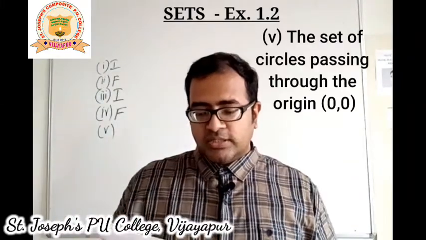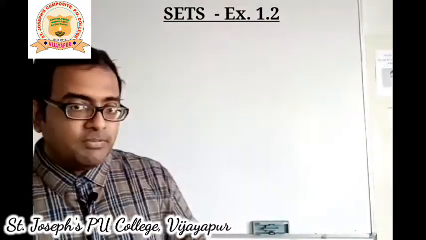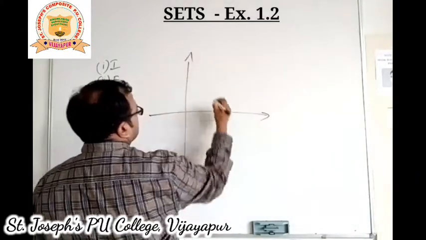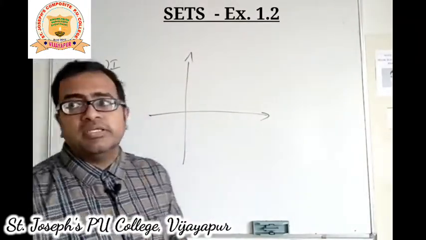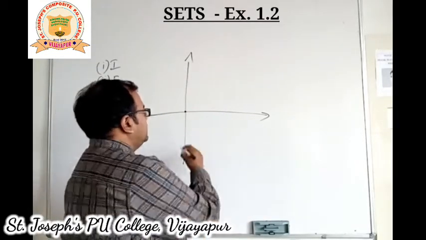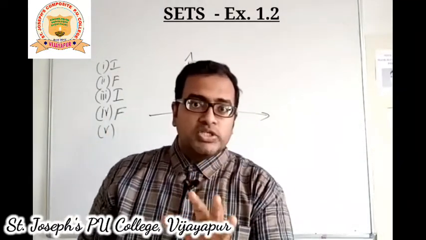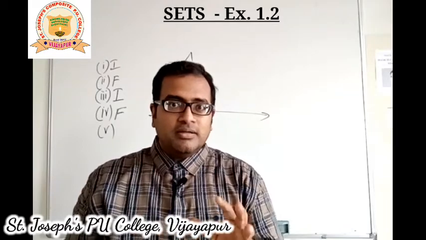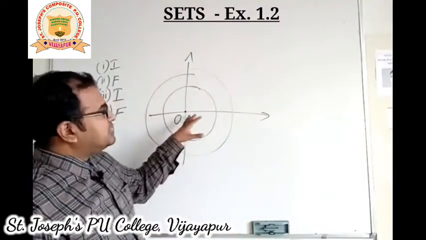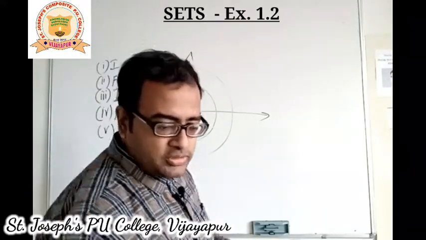Fifth sub question, the set of circles passing through the origin. Now here you may get confused a little bit. If you consider the Cartesian graph, here comes the origin, right? If you consider circles passing through the origin, the origin is not the center, not this type of circle. These circles have origin as the center. They are asking for circles which pass through the origin. So, how do they look?